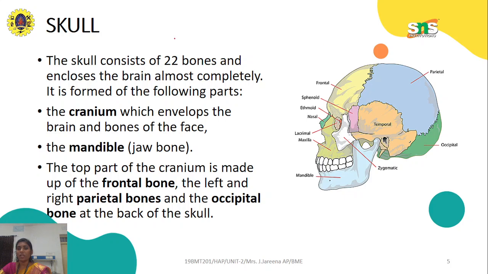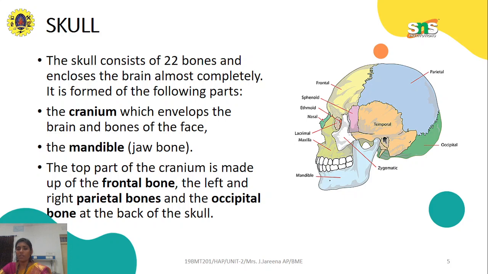So let's start with the skull. We know what is meant by the skull. It is composed of 22 bones, and it encloses the brain, so that the brain is placed safely inside the skull. Then you have the cranium, which is the top layer of bones, and the mandible, which is the lower jaw. If you take the cranium, you have the four lobes: frontal, parietal, occipital, and on the side, temporal.